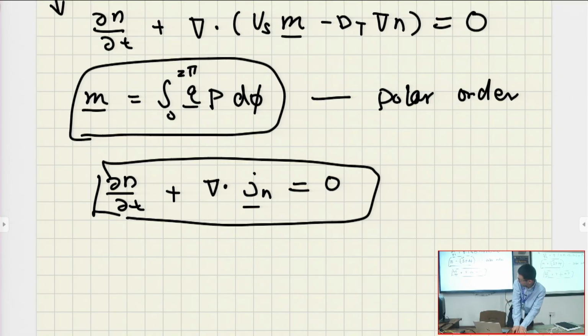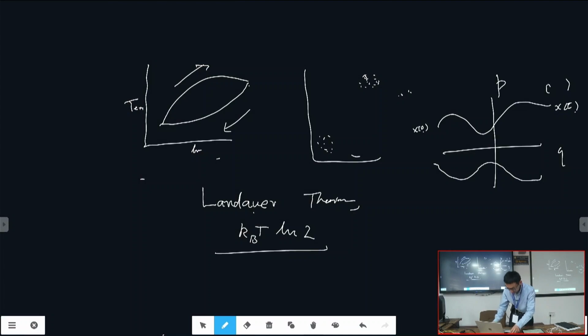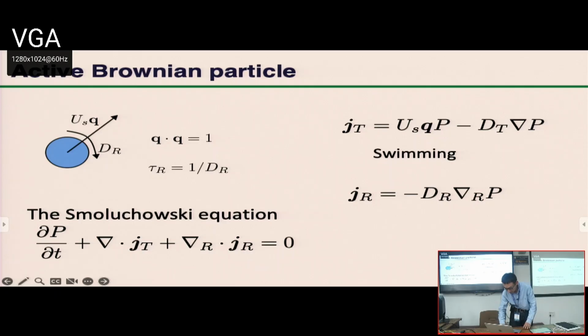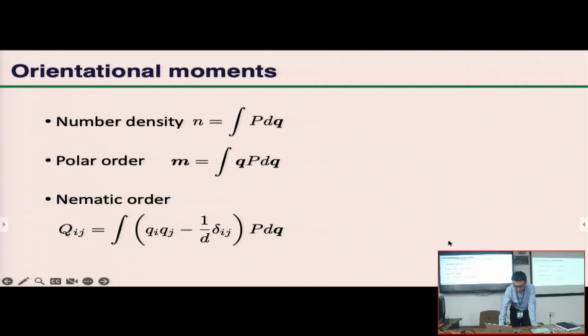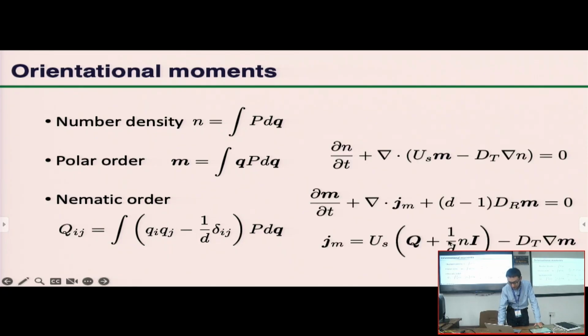I'm going to switch back to my laptop. It's coming. Yeah. Okay, great. So this is the awesome. Okay, so this is the equation we're looking at.